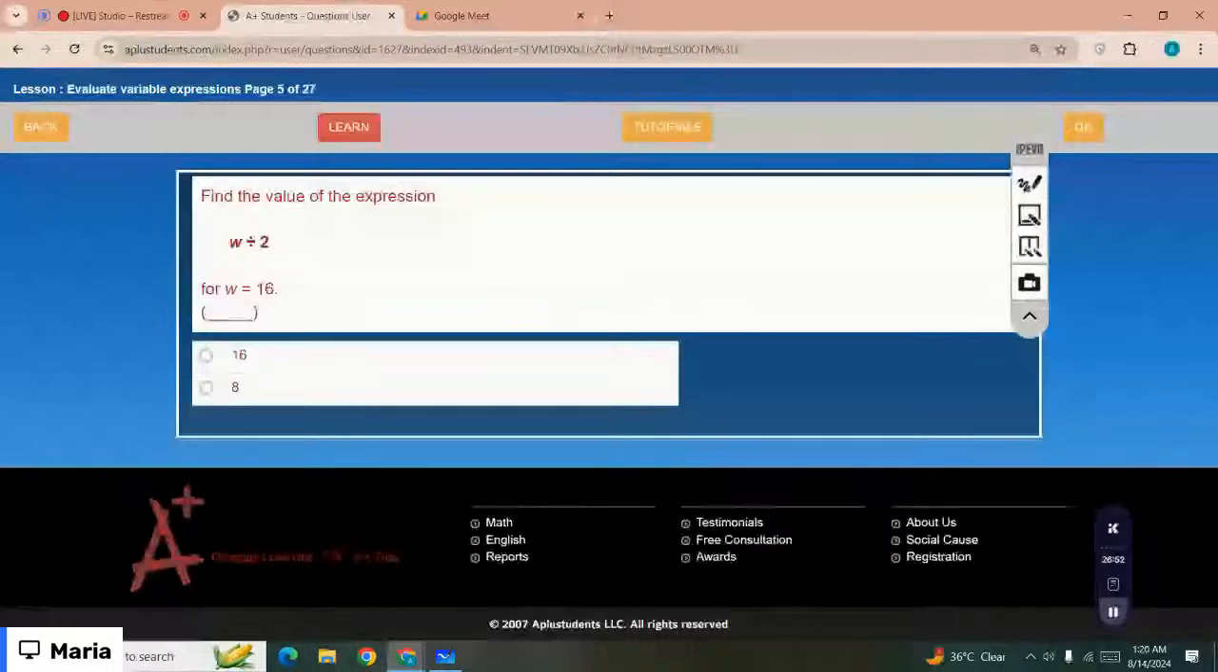Find the value of the expression w divided by 2 for w equals 16. So which is the correct option? The correct option is 16 divided by 2. Yes, that is 8. The correct option is option number 2, 8 it is.